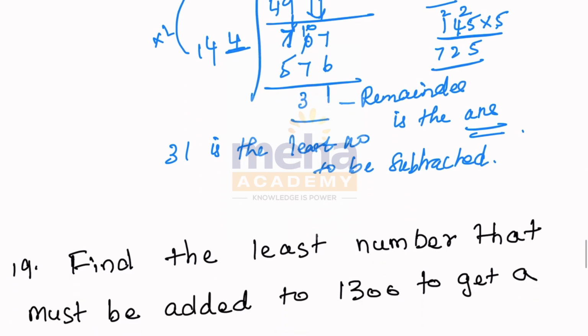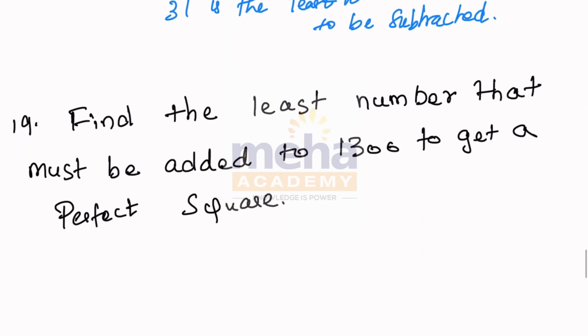So the next question, find the least number that must be added to 1300 to get a perfect square. So 1300, as I said, to find the least number to be added or subtracted, we always do the long division. So I do the long division for 1300.